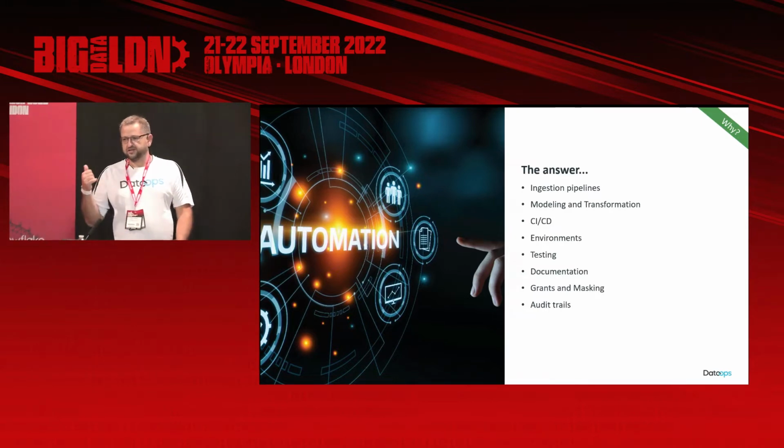So with this automation, we have to look at all the various aspects. We have data ingestion. Without data, we can't do anything. Obviously, there's going to be modeling and transformational changes that happen to those data products as they evolve. We have to have some sort of continuous integration, continuous development pipeline, dealing with the various environments, be it QA, dev, test, however many environments the company has.